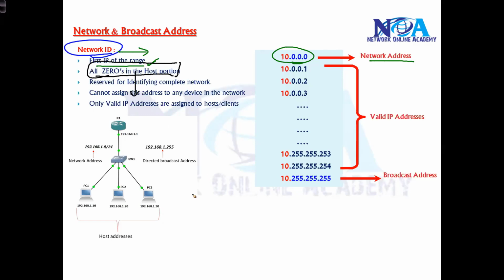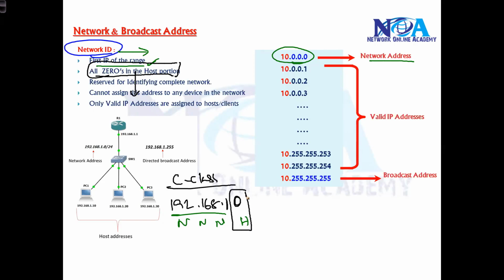All zeros in the host portion means, if I take any C class example, say 192.168.1.0, in C class there are 3 network portions and 1 host portion. If I see 0 in the host portion, that is a network ID.